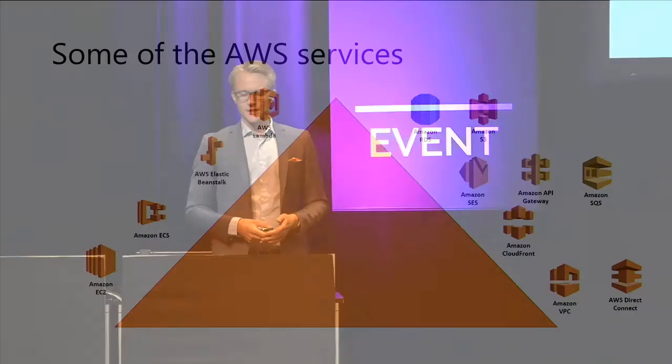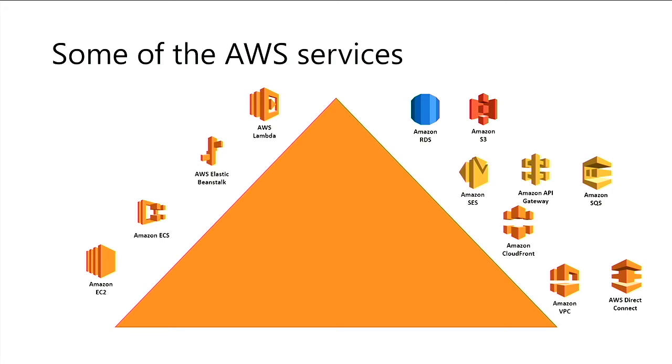So let's take a look at some of the AWS services. We have many different abstraction levels in AWS. The same goes with Azure and Google Cloud. But we have EC2, for instance, Elastic Compute Cloud, which is really about virtual machines, where you can configure your own environment exactly the way you want it.